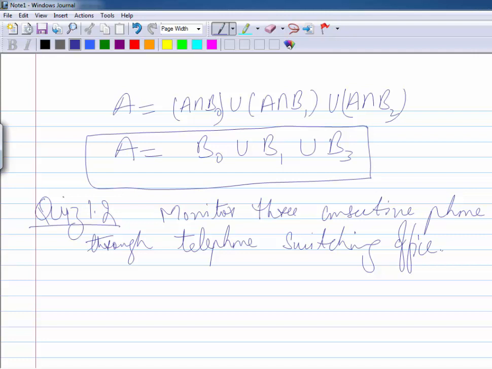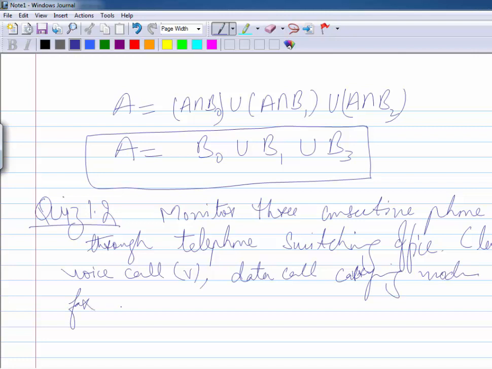So if we classify these three calls as a voice call, for a voice call we use the terminology V. For a data call carrying modem or fax signals, we use the symbol D. So there are three calls. The first call can be a data call or a voice call. Similarly, the second call can be a data call or a voice call. So there are three in number.